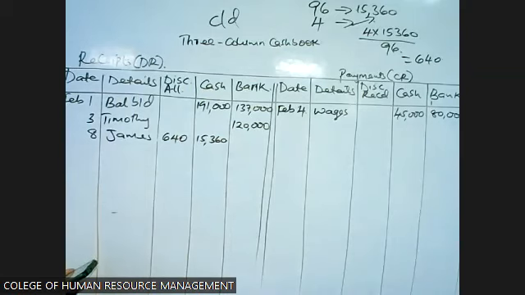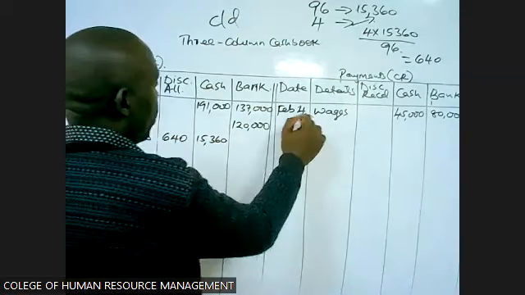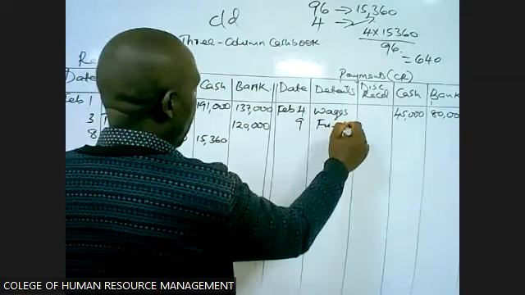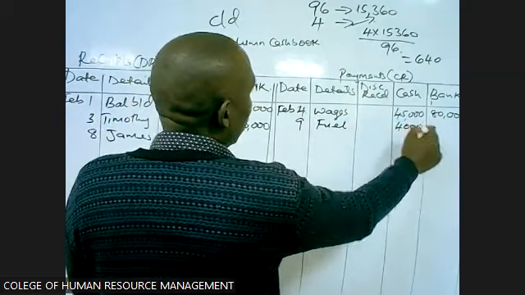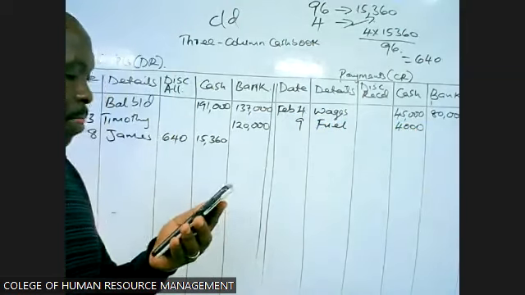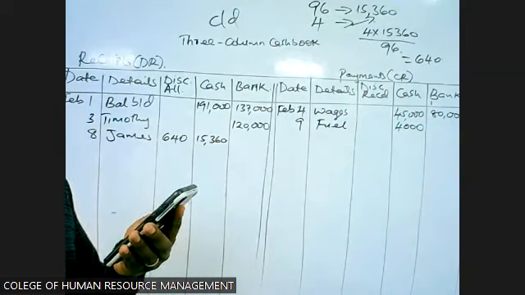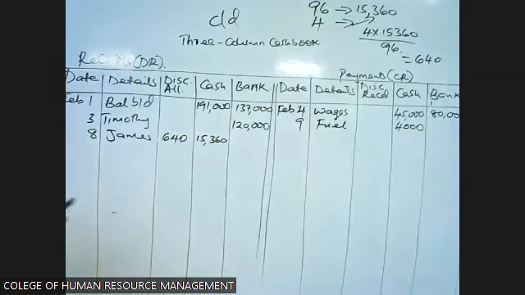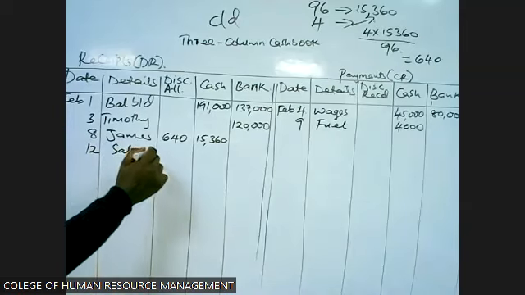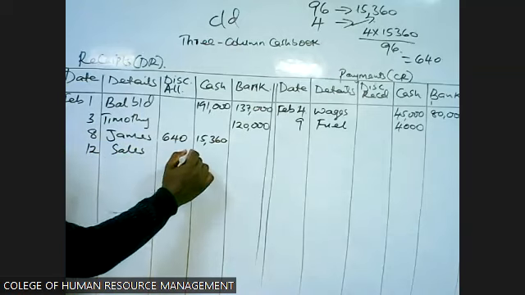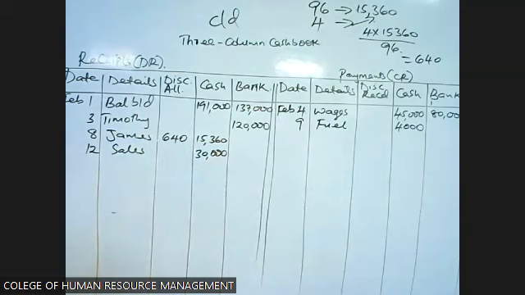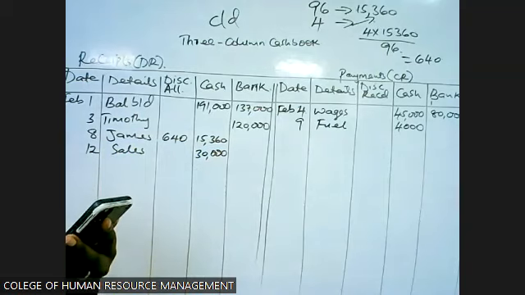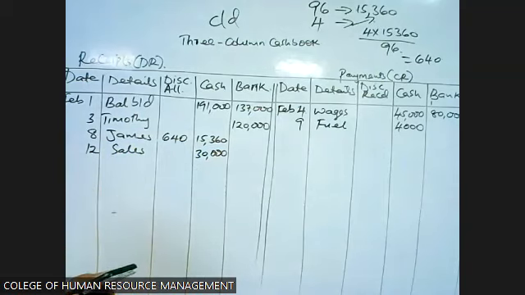On the 9th, paid fuel. So it is a payment. What we paid here is fuel. How much? 4,000 in cash. The other one, 12, cash sales. When you sell, you receive cash. So on 12, you write here sales, and they were in cash, 30,000. On 13, settled Dorcas account of.